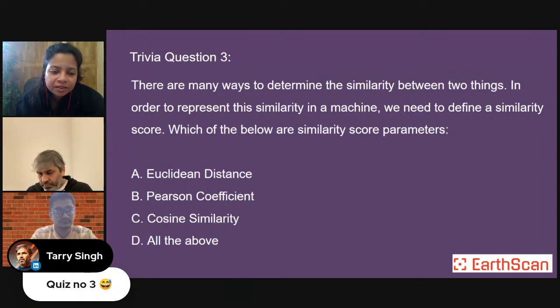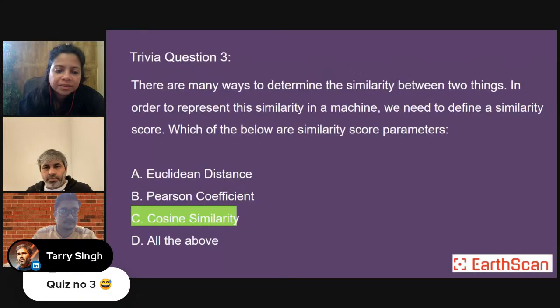Yeah, we'll touch on this, especially the similarity score. I think we'll talk about it also. So the answer is, oops, sorry, it's actually all of the above. So you can do a similarity score based on any of these.